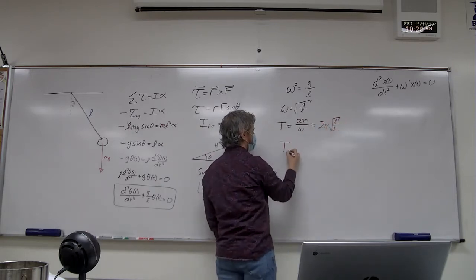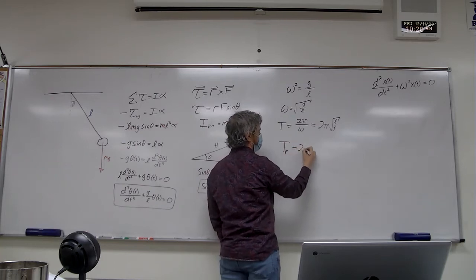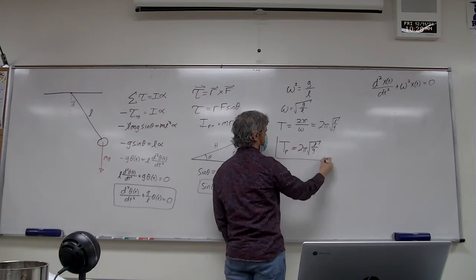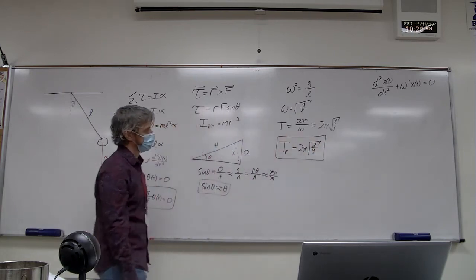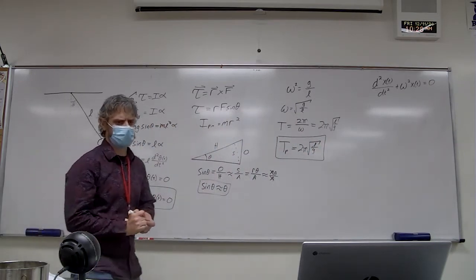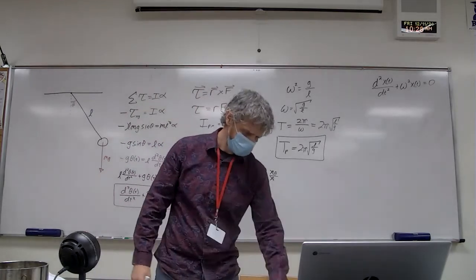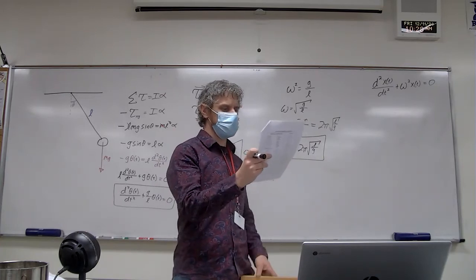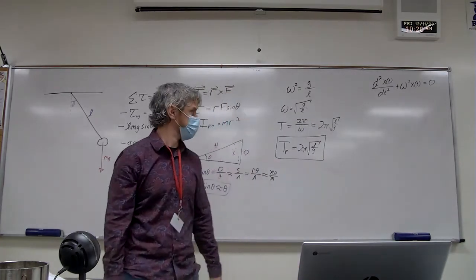And what was our formula for the period of a pendulum last year in AP Physics 1 and also this year in AP Physics C? It's that. Let me verify that. Yes. T_P is 2 pi times the square root of L over g.